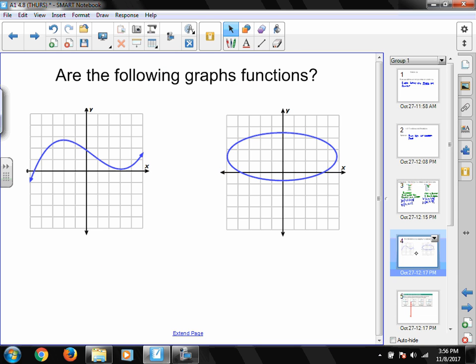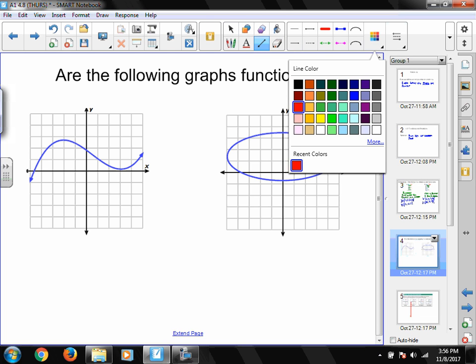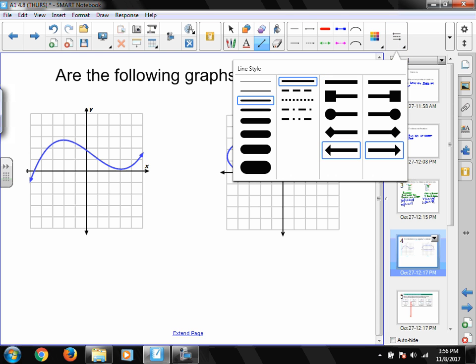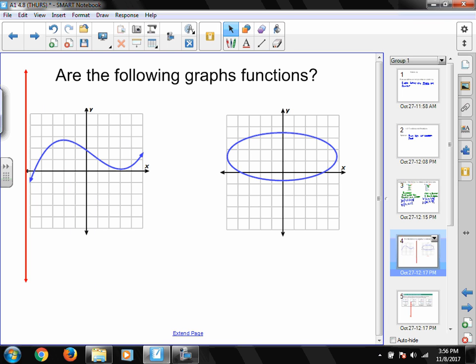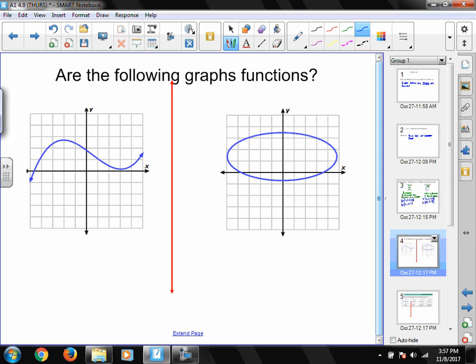So we're going to take this with our vertical line. Let me get another one here, and let's see what we can do. I'm going to draw a nice big one here, making sure that I can cover all of our graph. If I slide it here, I'm not touching any points, not touching 2 points. No, no, no, no, no. And it looks like this one is going to pass. So this is going to be a function. It passes the vertical line test.